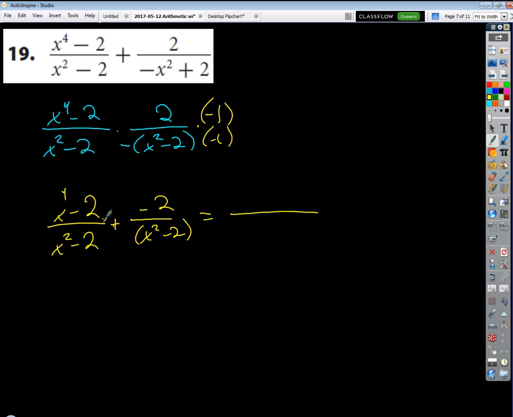Okay, so if I add up on the bottom, I'm just going to get my common denominator, right, of x squared minus 2. And then we do what we always do when we're adding up fractions. We're just going to take the sum of the numerators over my common denominator, right? Which gives us x to the 4th minus 4. Okay, so there's my fraction. Now, could I simplify that?